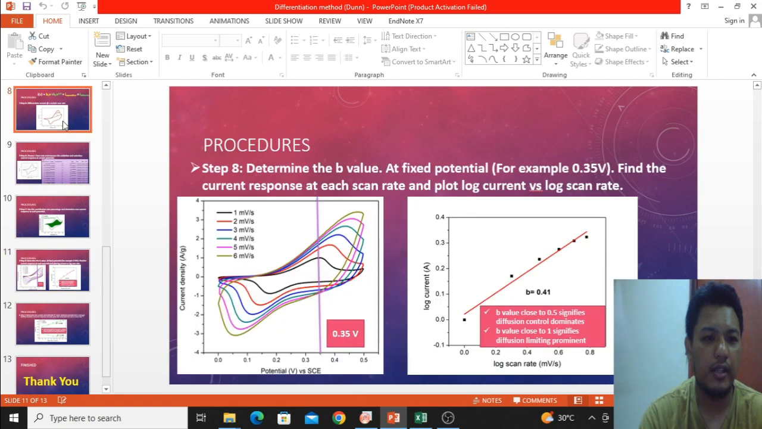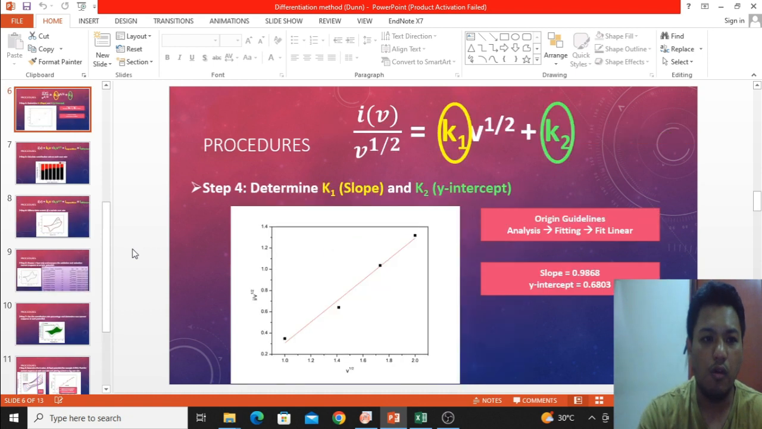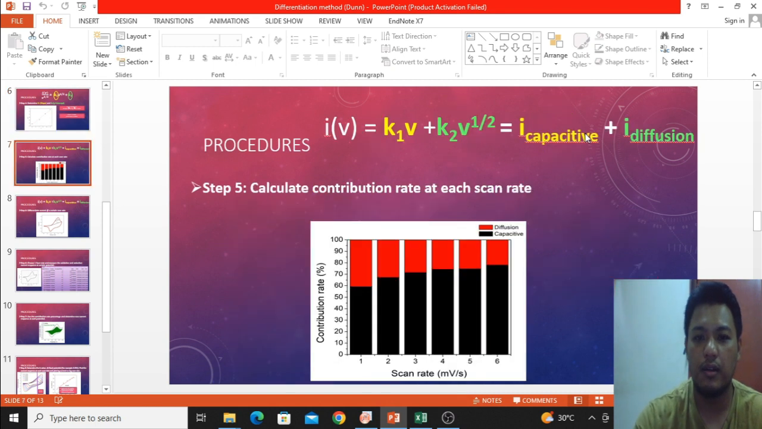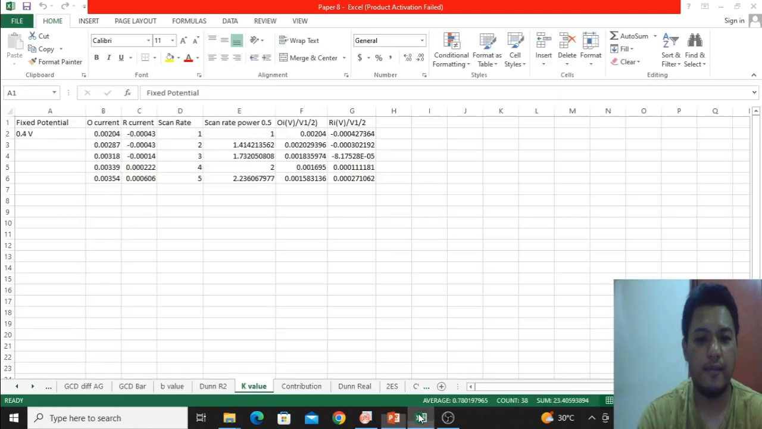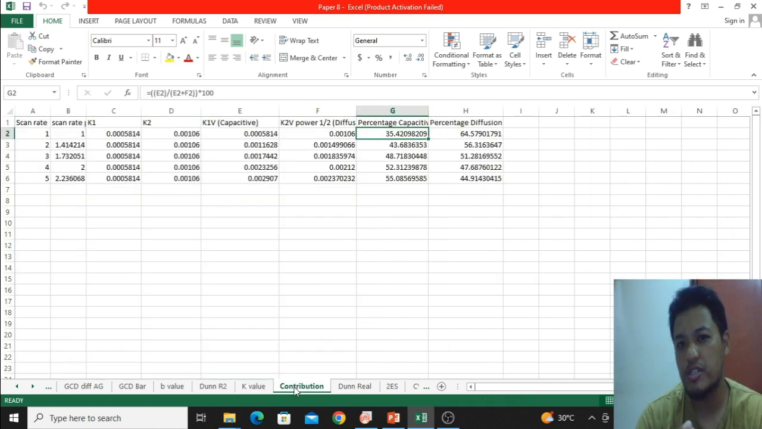So when we got here, we already got our K value, because when you get your K1 and K2 values, which let me show you, you know that you can get your K1 value from your gradient and K2 value from the intercept, then you can calculate your capacitive and diffusion contribution. So how to get that? Let's say you already successfully got your K value. So you go to the contribution Excel. What you're going to do is, this is the K1 value and this is the K2 value.